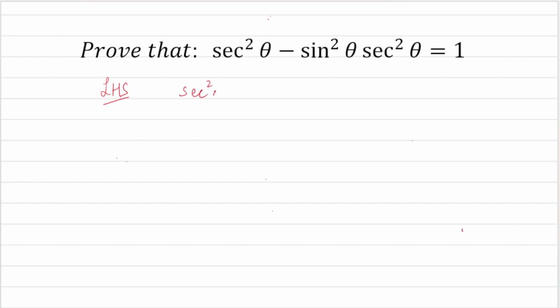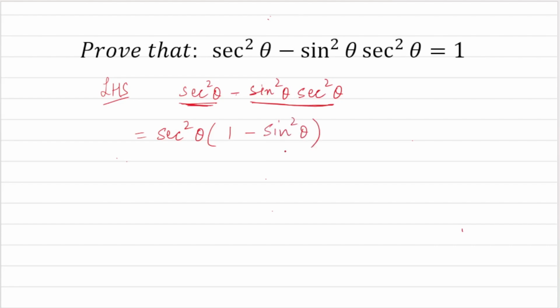So my left side is secant square theta minus sine square theta, secant square theta. This consists of two terms, secant square theta and this whole term. What can I do? I can take out secant square theta common from these two terms. So secant square theta outside. From this first term, when I took out secant square theta, I am left with 1 minus. From the second expression, sine square theta, secant square theta, when I took out secant square theta outside, I am left with just sine square theta.